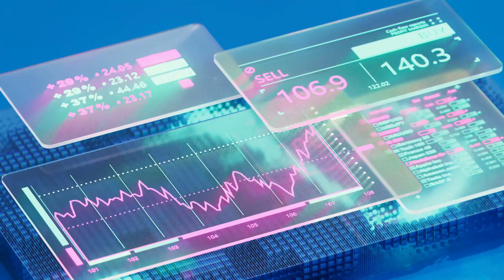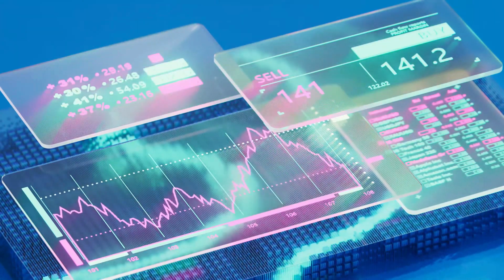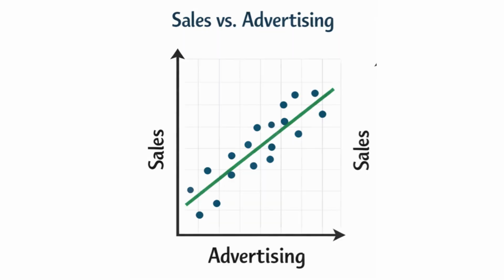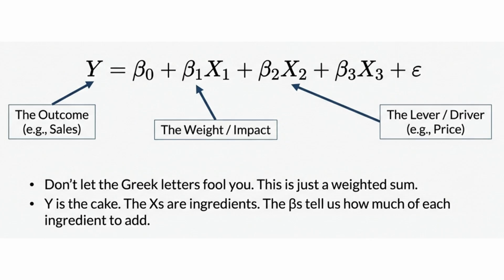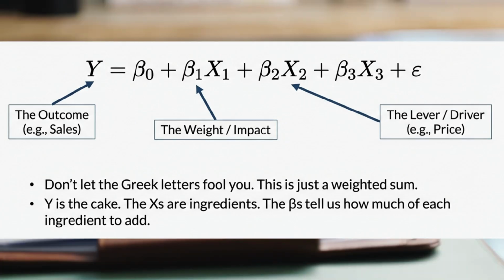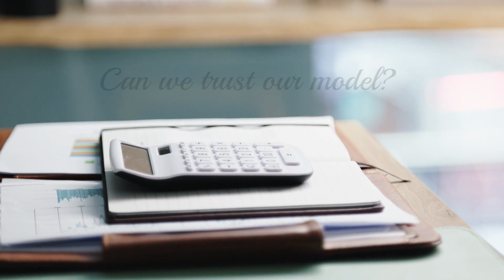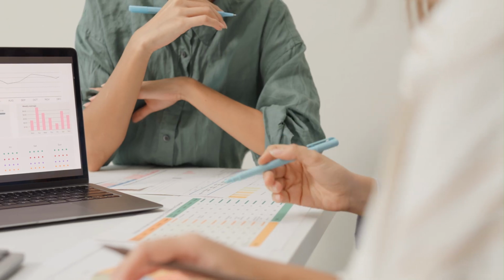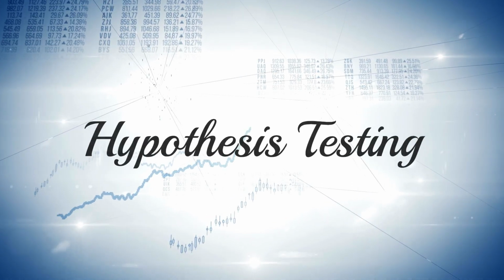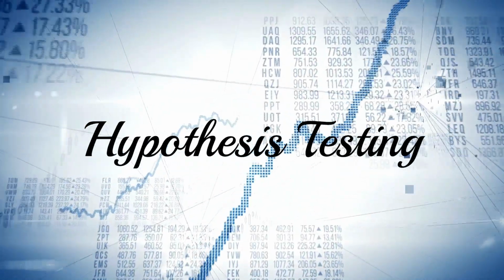When we work with data, we often want to understand relationships. For example, does increasing advertising lead to higher sales? Or does lowering price increase demand? A regression model can show these relationships. But an important question remains: can we trust these results, or could they have occurred by chance? This is where hypothesis testing comes in.